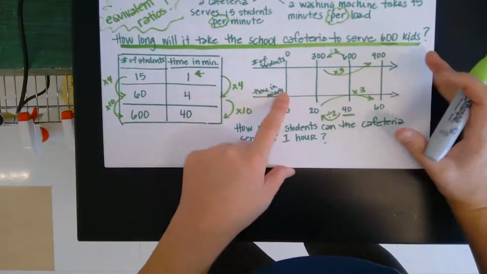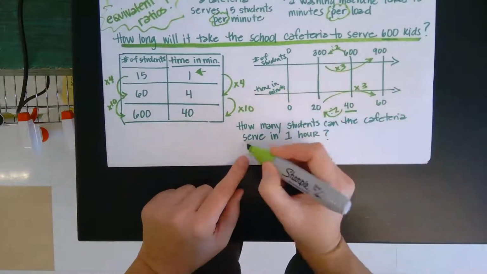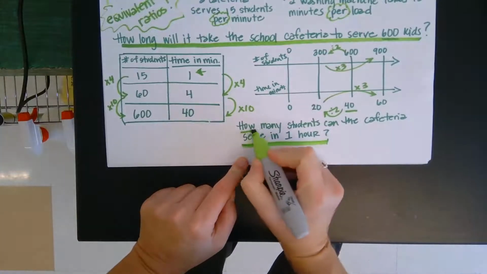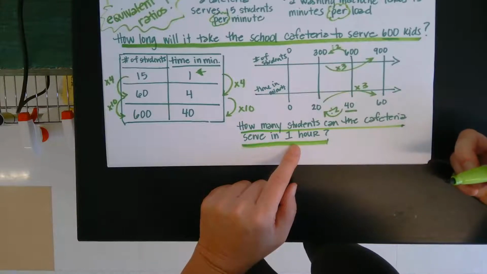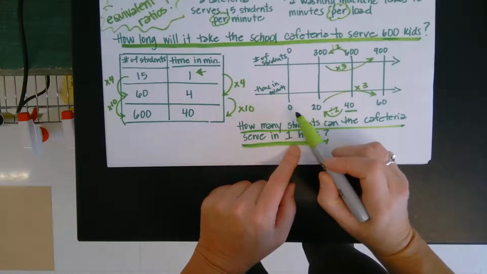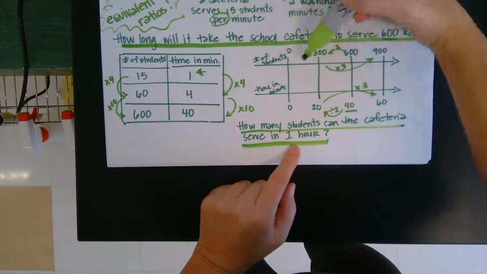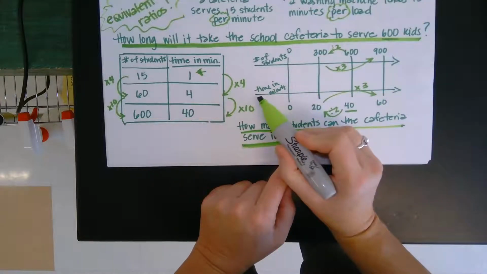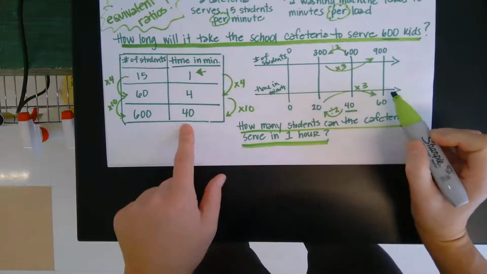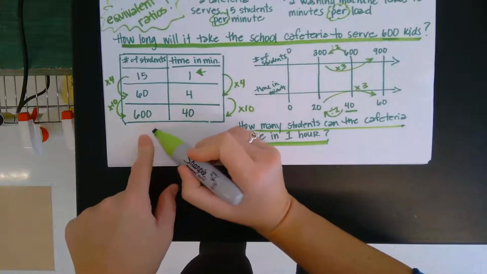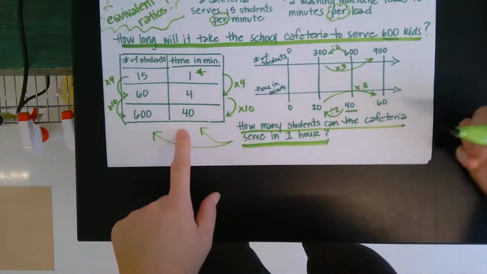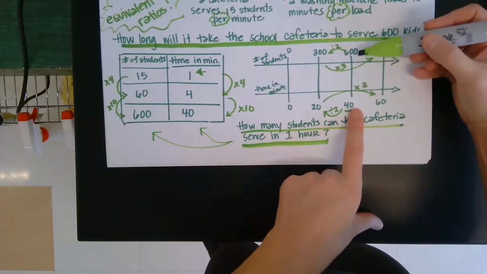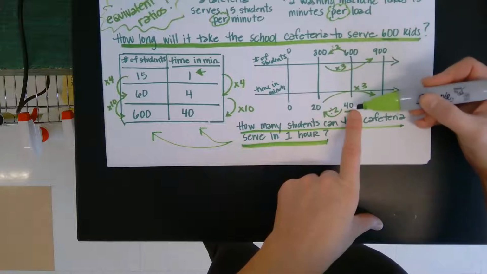Let's take a look at this double number line, and this one answers the question, how many students can the cafeteria serve in 1 hour? And so 1 hour, remember, is 60 minutes. What I want you to notice here is that we have a line for number of students, and we have a line for the time in minutes. And if we look back at this table here, I know we can serve 600 students in 40 minutes.